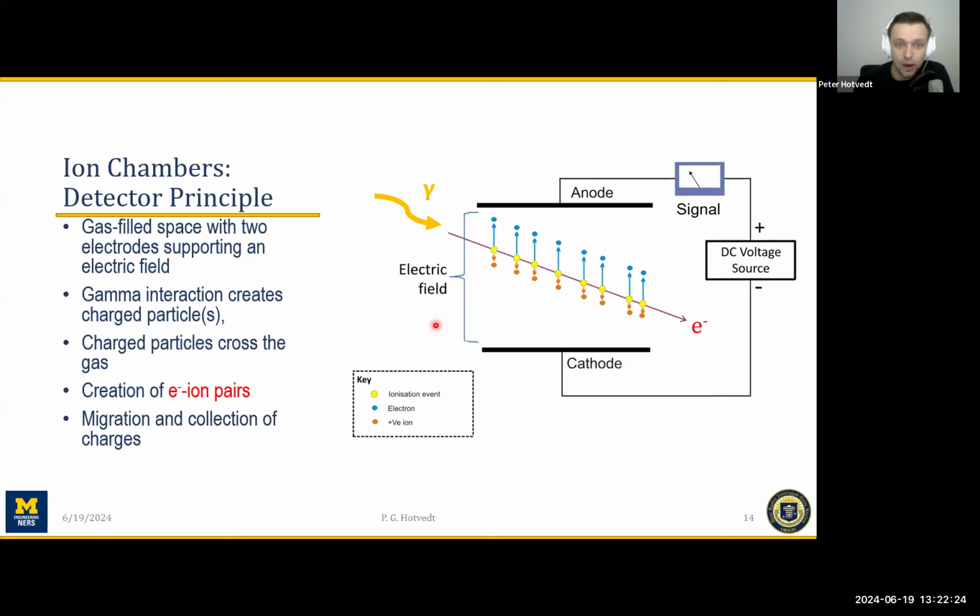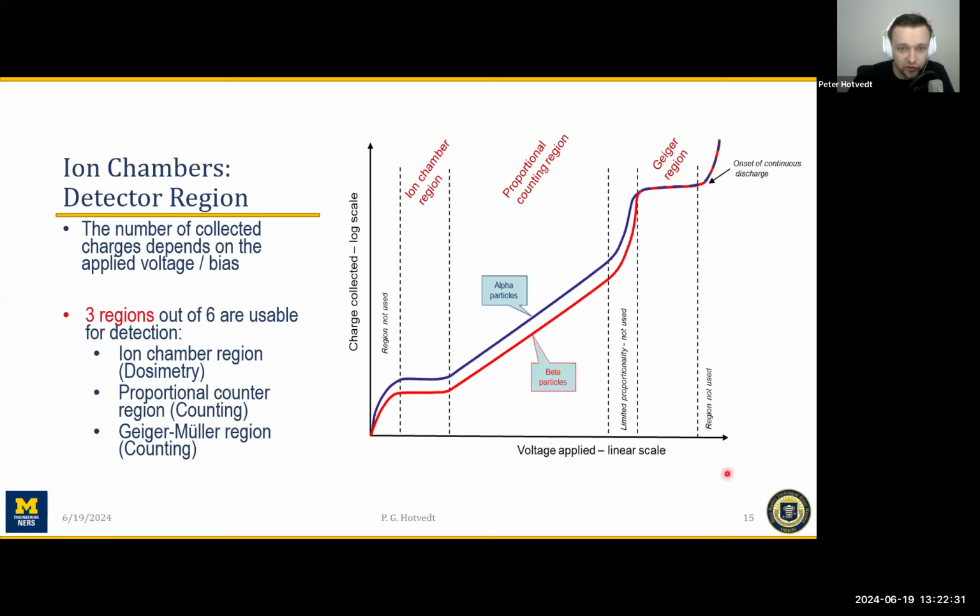Okay, returning to ion chambers and the idea of the electric field strength. If we increase the applied voltage, which is on a linear scale, we will get a change in the charges collected. Again, this is on a linear scale and this is on a logarithmic scale. So the jump from this ion chamber region here to the Geiger region here is much, much higher. Just keep that in mind. There are three primary regions out of these six that are really usable for radiation detection. We have the ion chamber region, wherein we can use it for dosimetry purposes, where the number of alpha particles or beta particles, for example, are easily collected, right? And you can tell that there is an obvious difference between them.